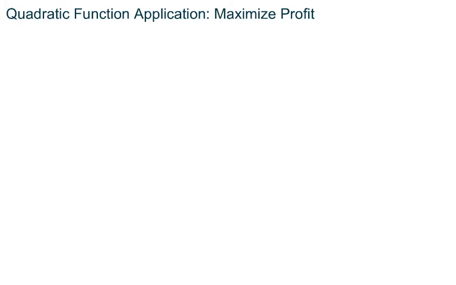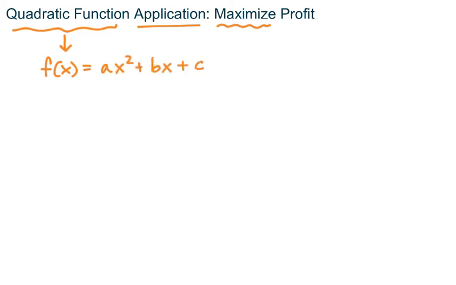In this video, we're going to look at applications with quadratic functions. And we're going to look specifically at a maximize, or it could be a minimize problem. So let's think about what we know about our quadratic functions. Quadratic functions are in the form f(x) = ax² + bx + c. Just keep in mind that having that x squared makes this quadratic.